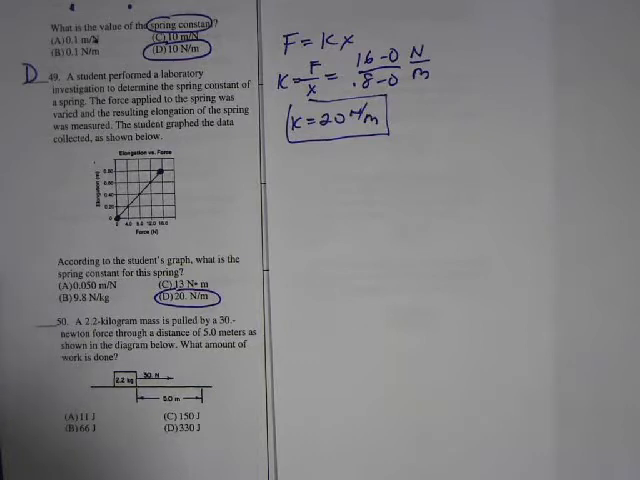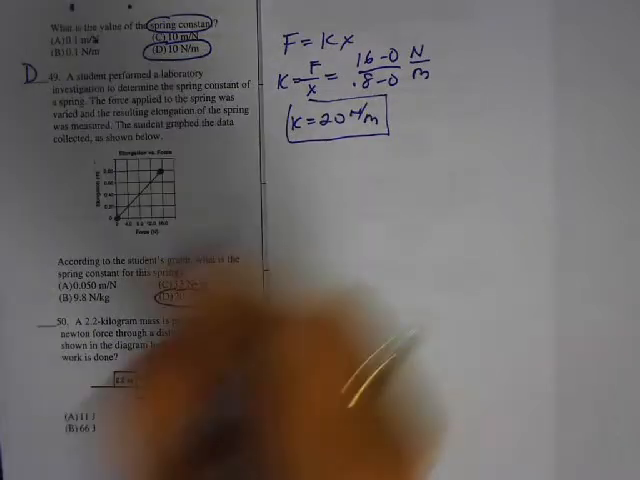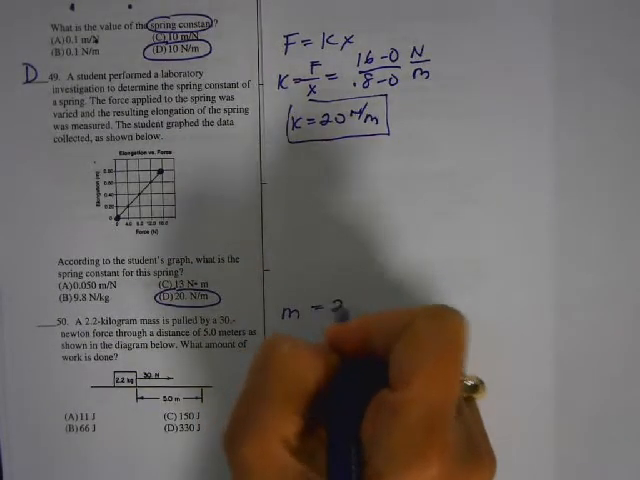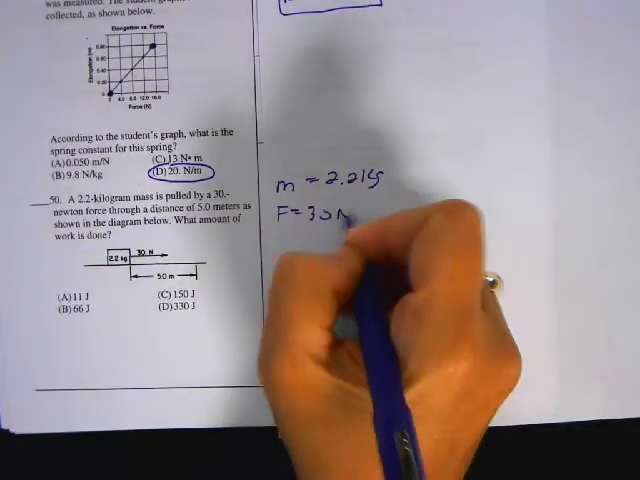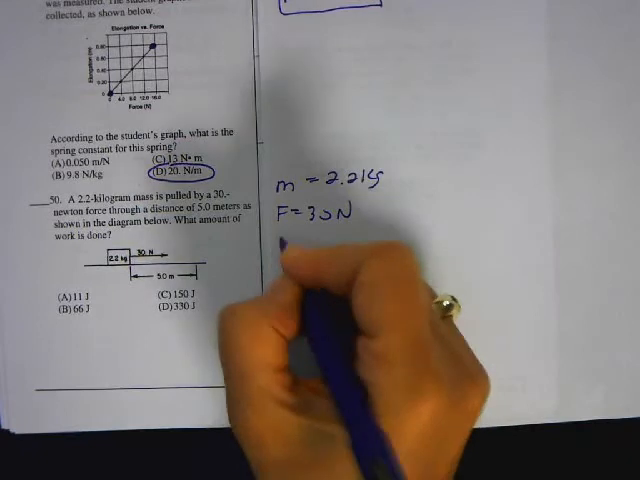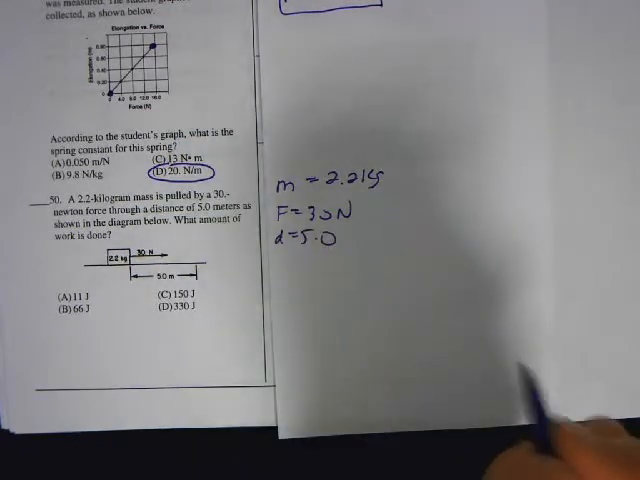A 2.2 kilogram mass is pulled by a 30 Newton force through a distance of 5 meters, as shown in the diagram.